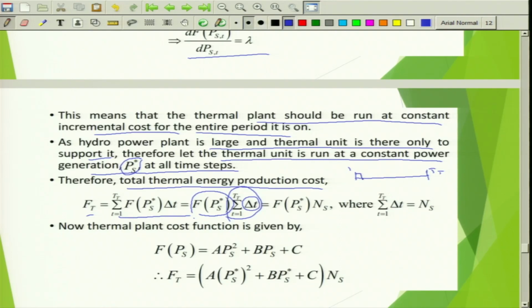So let us say you have hourly dispatch or something like that. Let us say it is 10 hours, right. So the NS is 10 times now. Each sample time is 1 hour, total duration is 10 hours. So NS is the summation from t equal to 1 to TT of delta T. So F of Ps star into NS is the energy, right now.